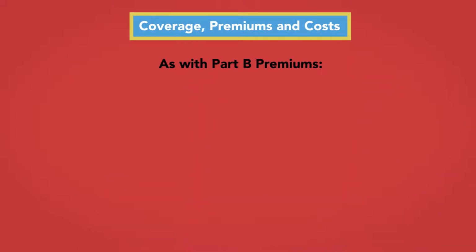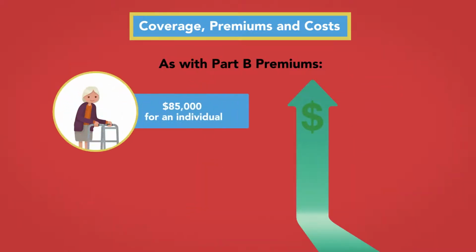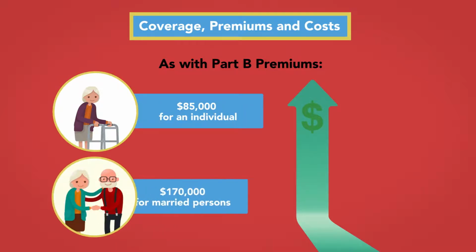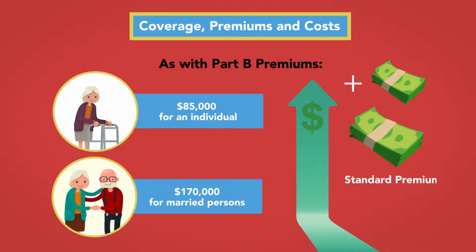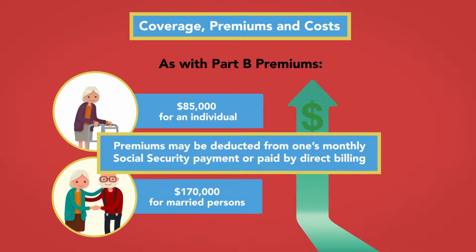As with Part B premiums, high-income earners, $85,000 for individuals or $170,000 for married filing jointly as of 2018, may have to pay additional amounts over the standard premiums. Premiums may be deducted from one's monthly Social Security payment or paid by direct billing.